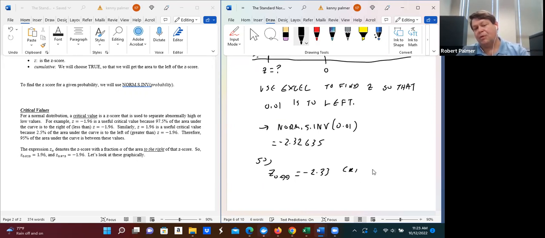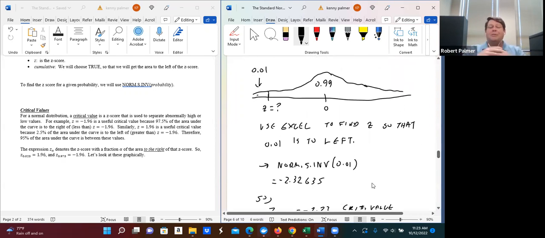So this is our critical value. In some tests, that might be the value you need. A critical value is called critical because it's the value we use to make a decision about whether or not to accept or reject the results of our test.